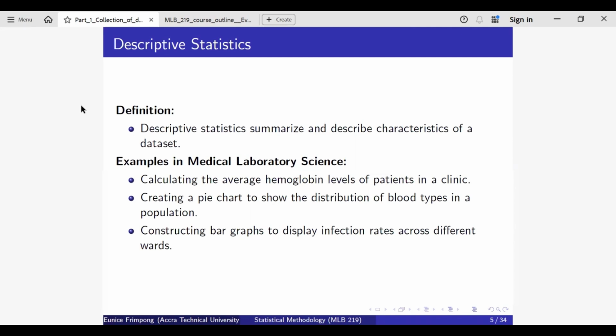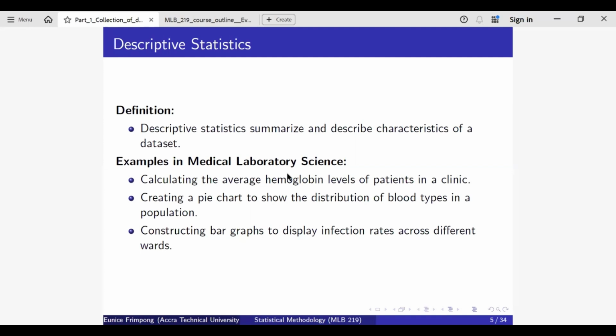Some examples may be that you want to know the average hemoglobin levels of patients in a clinic. That is a characteristic of a data set. The data set in this particular example is hemoglobin levels. So let's say you consider patients who come to your facility and you take note of their hemoglobin levels, let's say 20 or 30 patients. You consider all of them, then you find the average. That average is a characteristic of that particular data set.